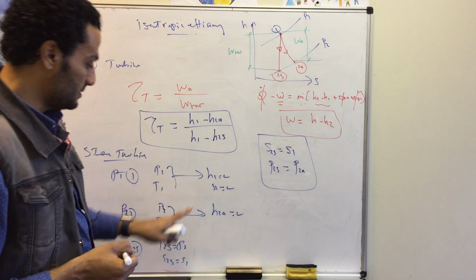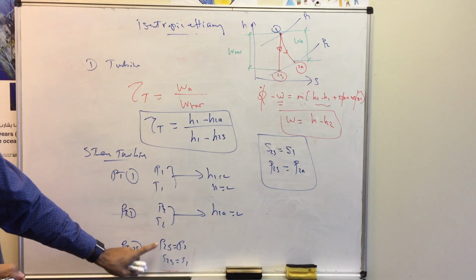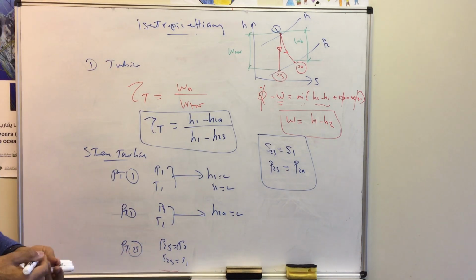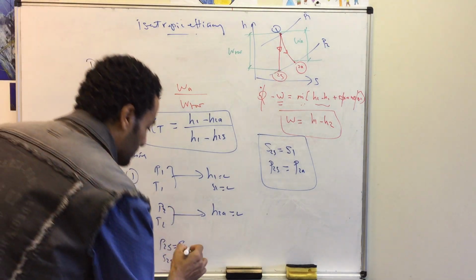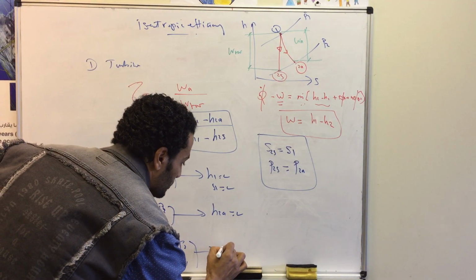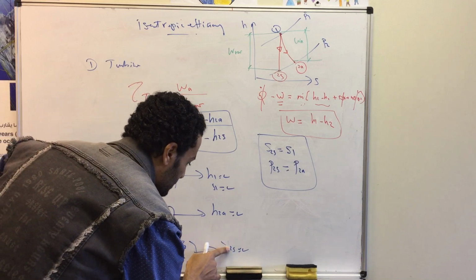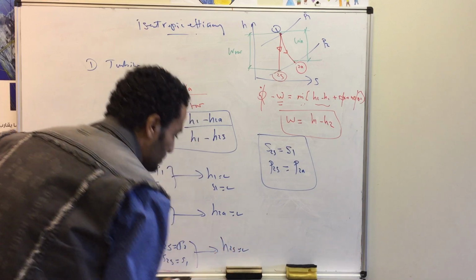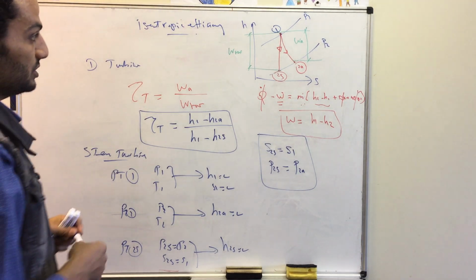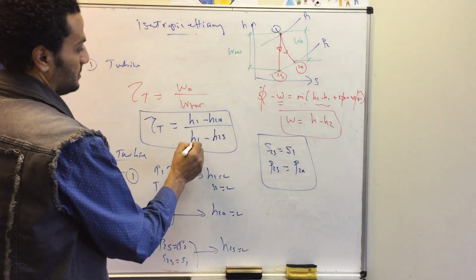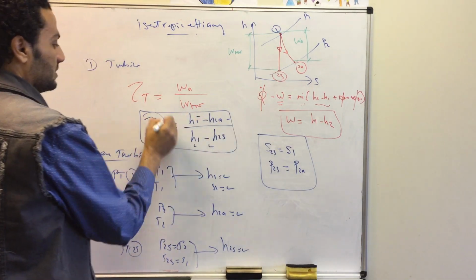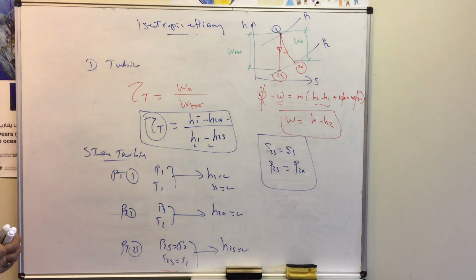We got S1, so now we do have two properties, pressure and entropy, or temperature with entropy. Usually the pressure will be given. Then from this point we can calculate H2S, which is the isentropic exit condition of this turbine. Then we can just substitute here, and we can calculate the isentropic efficiency of the turbine.